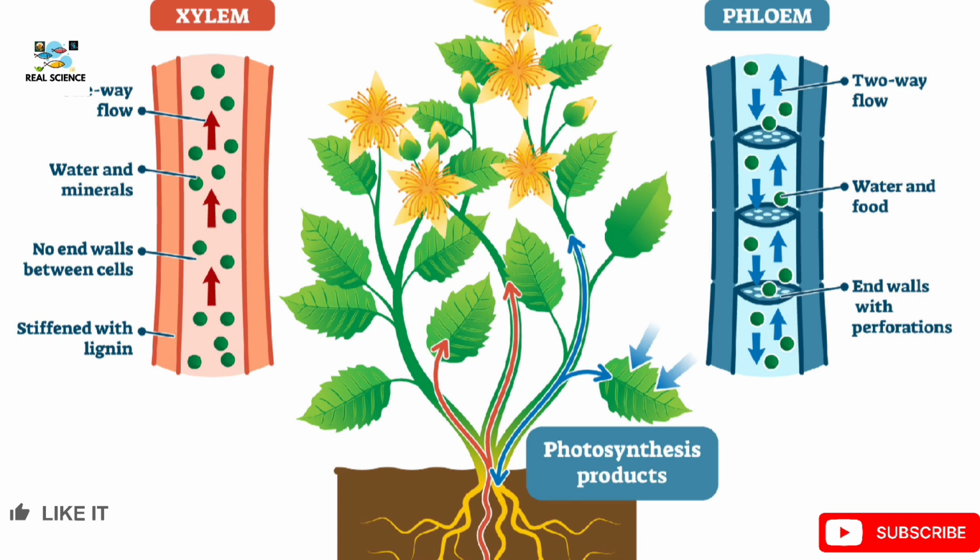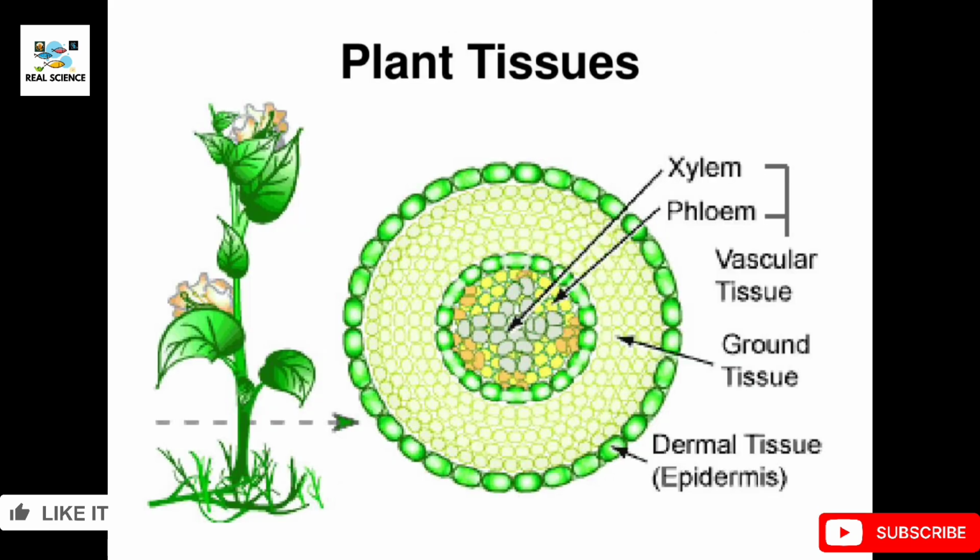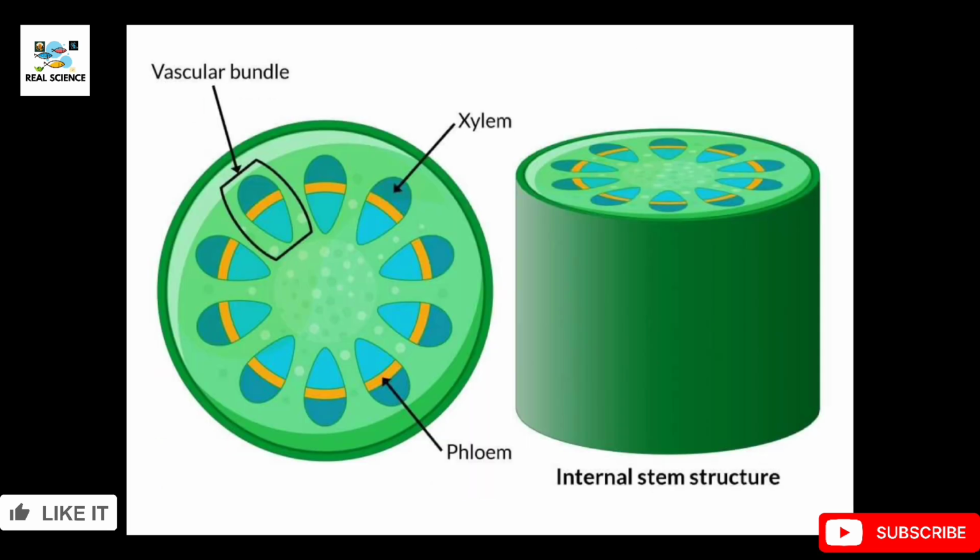You can see the structure of xylem and phloem in detail with this cross section. It's a very thin cross section in which you can see the epidermal section, phloem, xylem, root hairs, along with endodermis and pericycle, cortex and exodermis layer. Let's see again. Here also xylem is shown at the center. Surrounding the xylem there is phloem. Surrounding both of these there is ground tissue, and there is the outermost tissue known as dermal tissue.